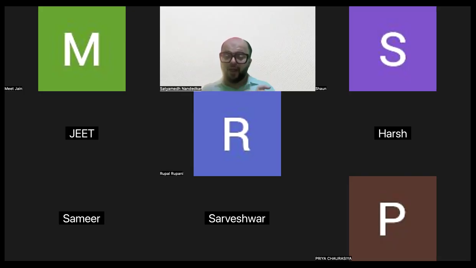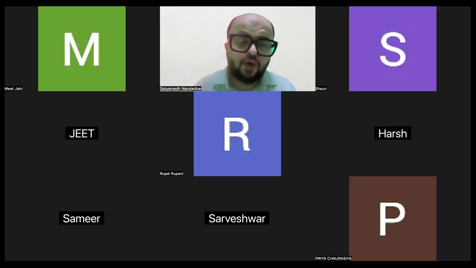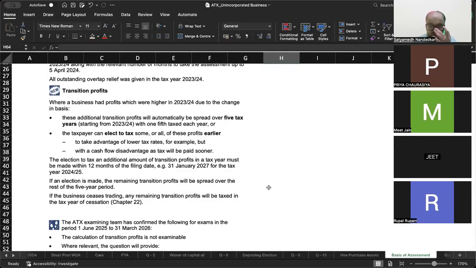What do you mean by overlap was happening? There was a certain period of time, for example, which was taxable in the last year also, last tax year maybe, or current tax year maybe. So in order to avoid this double taxation burden on individuals, HMRC came up with the idea of transition profits.